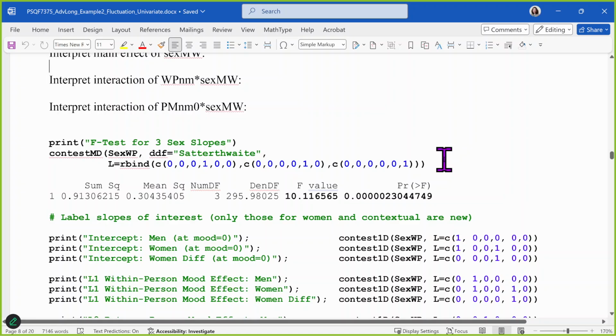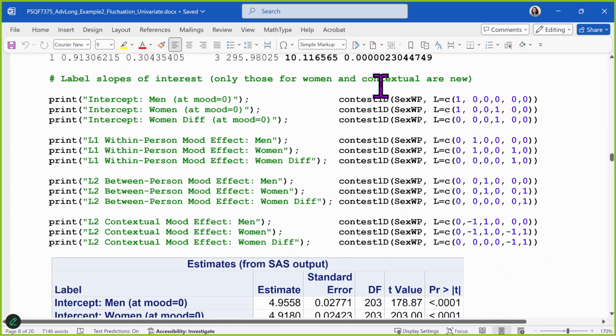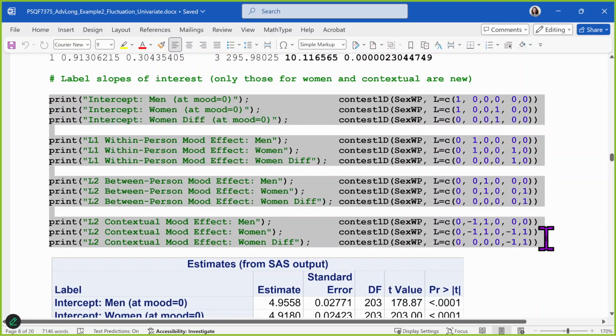Do I want to know if the overall moderation by gender is significant? An F-test will tell me that. So I have used contestMD, where I've turned on the main effect of gender and then each of the subsequent interactions, lump those together as a 3-slope test, 3 degrees of freedom. So survey says yes, indeed. And then I did this for future me, remember?